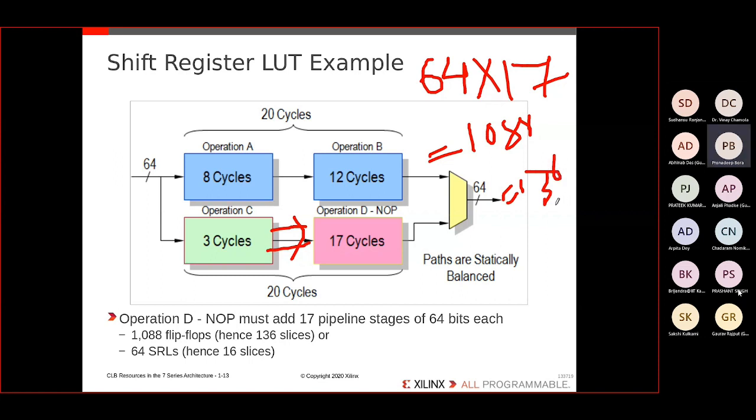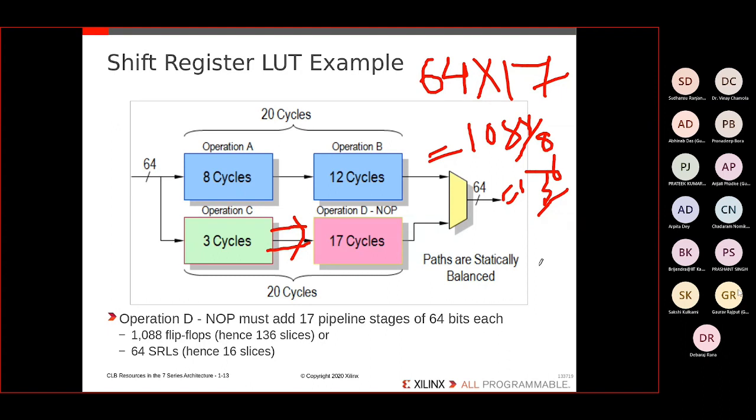Did everyone understand this point? Yes, sir. How is it 136? How many flops are there in one slice? 8 sequential elements, as you have discussed. So 1088 divided by 8 is 136. Is it fine, sir? Okay, sir. So that means for this operation, my design will be spread across 136 slices.